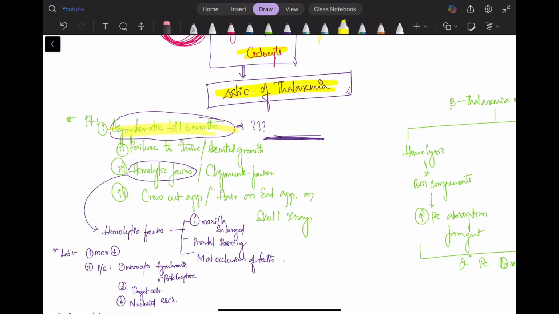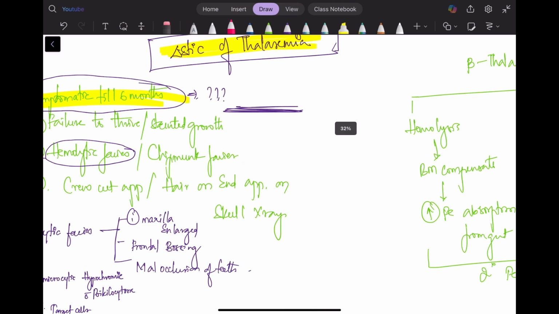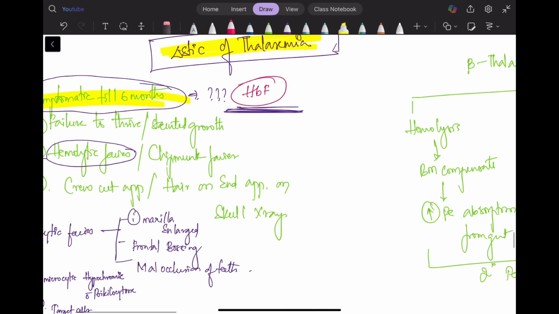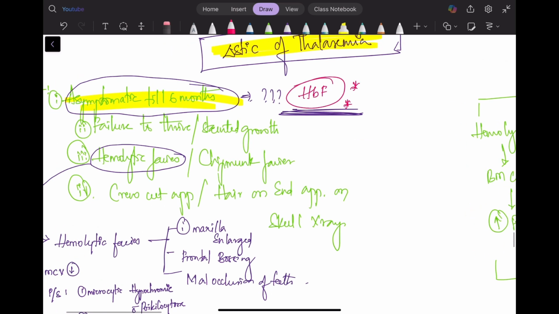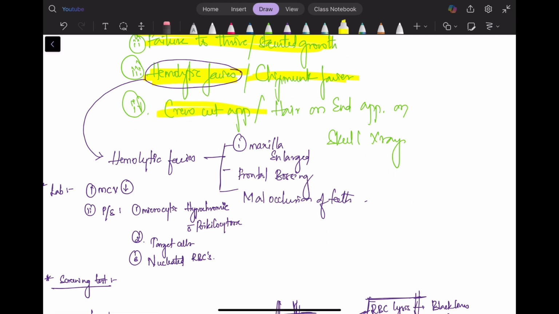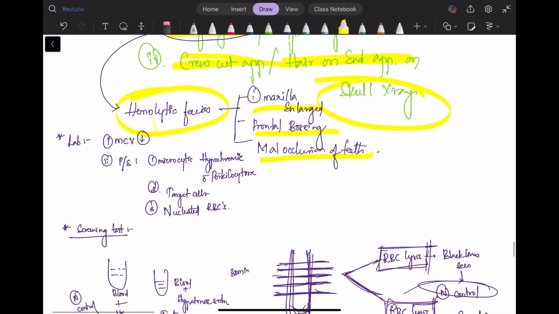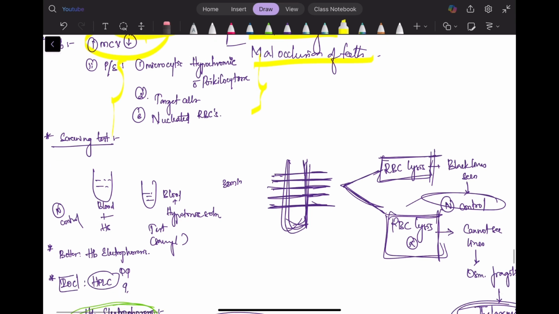Then how patients look: it will be asymptomatic initially till 6 months, because your fetal hemoglobin will be present in the babies till 6 months, right? Very important point, don't forget. Then we have failure to thrive in the baby or stunted growth, hemolytic facies or chipmunk facies, crew cut appearance or hair on end appearance on your skull X-ray, right? Hemolytic facies features you saw: maxillary enlargement, frontal bossing, malocclusion of teeth, right? MCV will be reduced. Peripheral smear, we discussed in detail above.